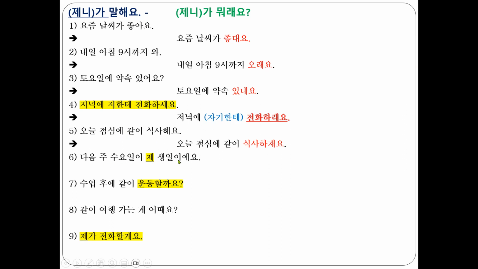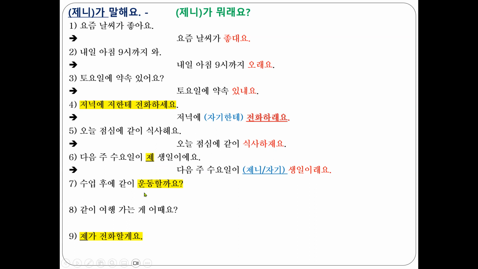다음 주 수요일이 제 생일이에요. Jenny said this one, right? So next Wednesday is my birthday. It means that Jenny said next Wednesday is her birthday. So again, herself's birthday. So we say 다음 주 수요일이 생일이래요. If you want to make it specific for 제, then 자기 생일이래요. Or 다음 주 수요일이 제니 생일이래요.